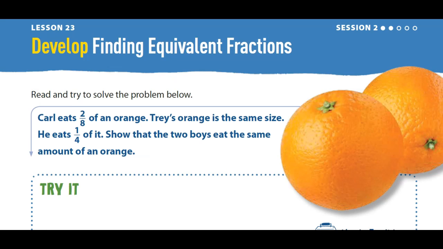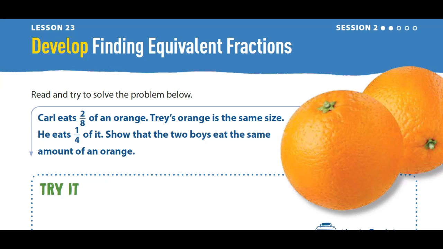Okay, now we're doing section 2. It says finding equivalent fractions. Okay. All right, let's try it. Let's read the word problem together. 1, 2, 3. Carl eats 2/8 of an orange. Trey's orange is the same size. He eats 1/4 of it. Show that the two boys eat the same amount of orange.